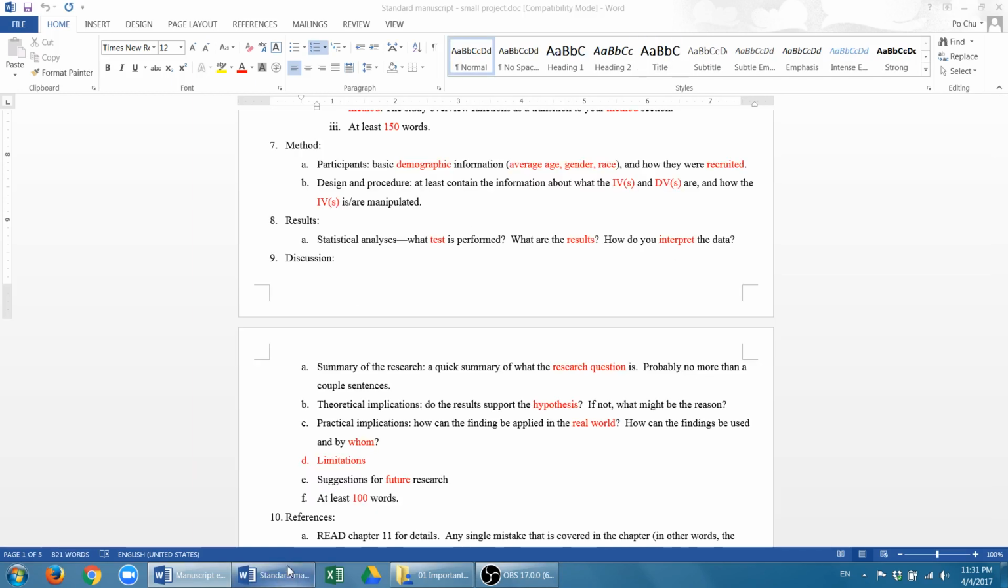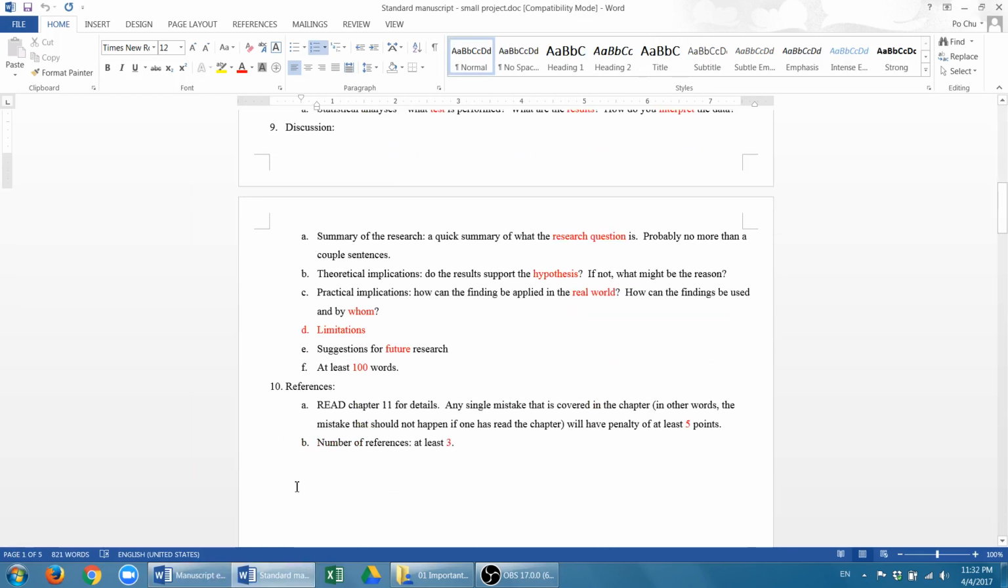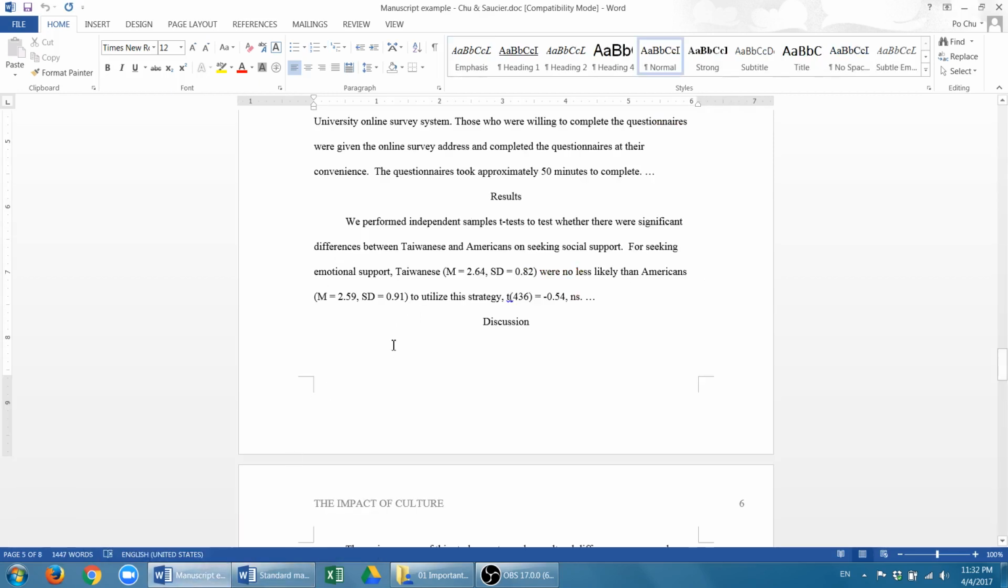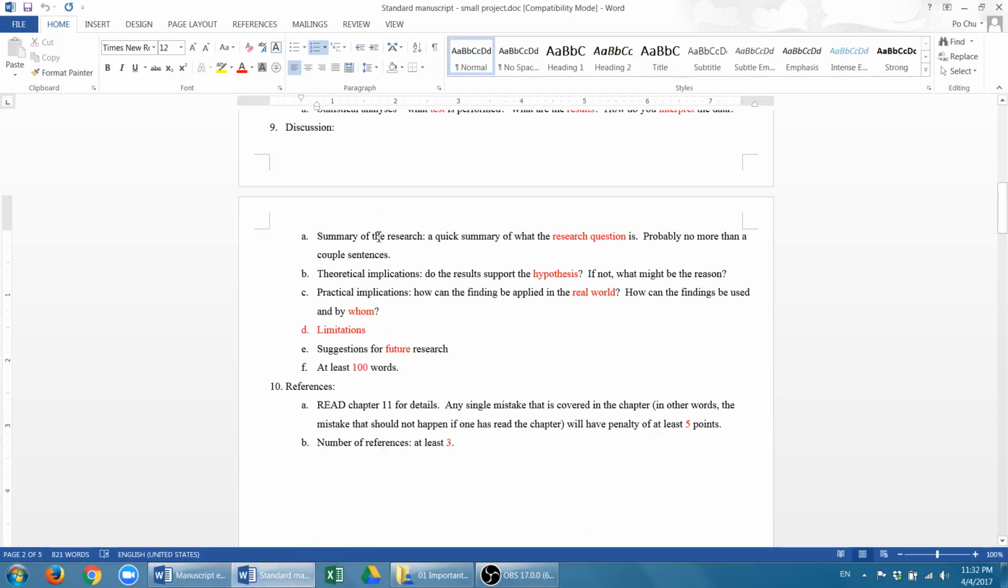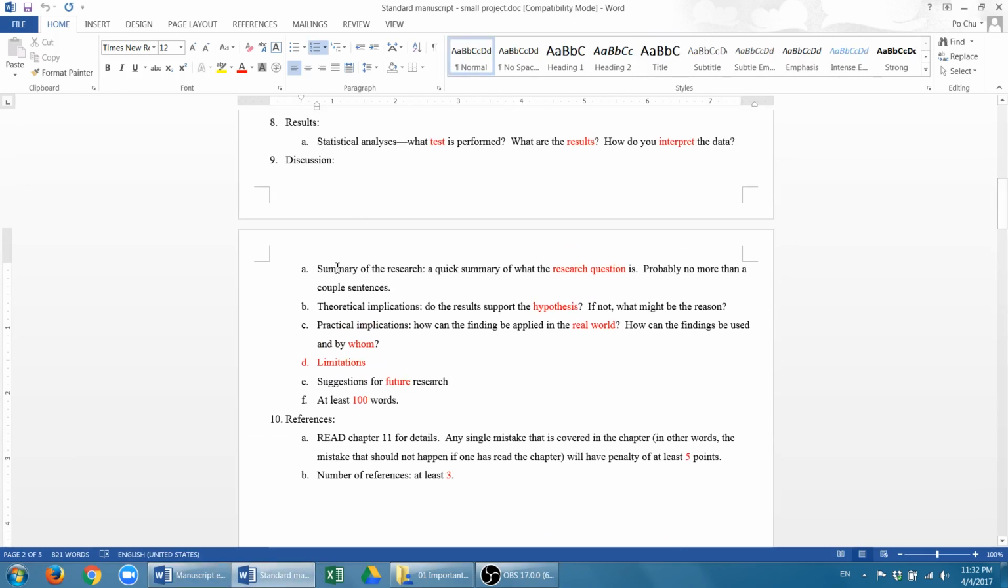Okay. And then finally, discussion. Discussion can be really long, but in your case, it doesn't have to be quite long. Of course, if you can include all those sections with good information, you're more likely to get a better grade. But the discussion includes this information. First is the summary of the research. A very quick summary of what the research question is, probably no more than a couple sentences.